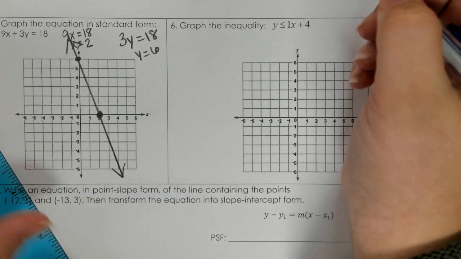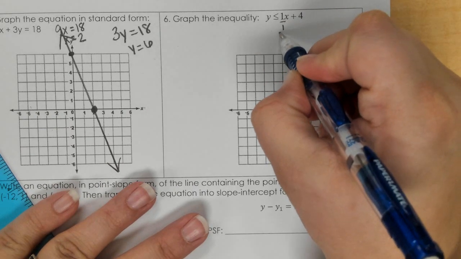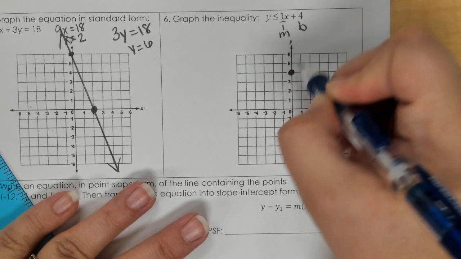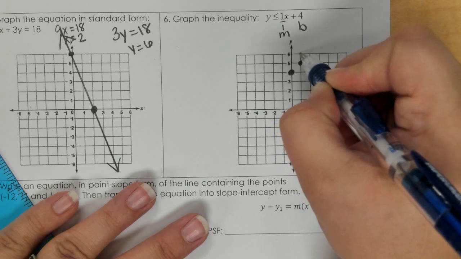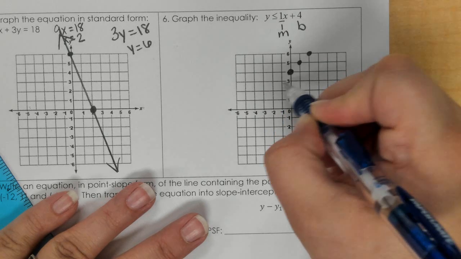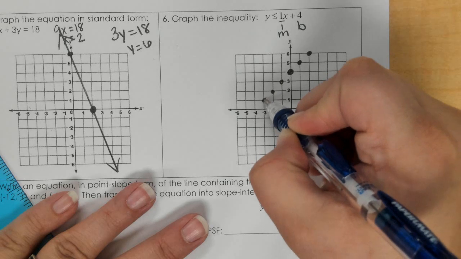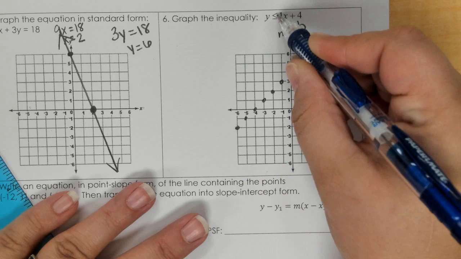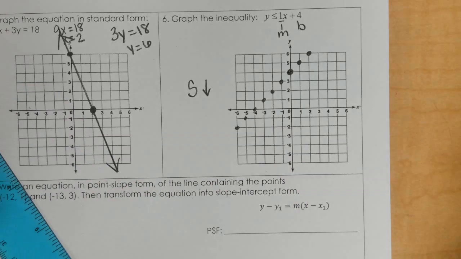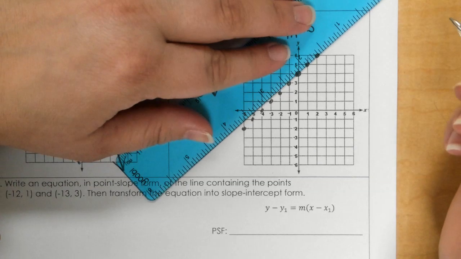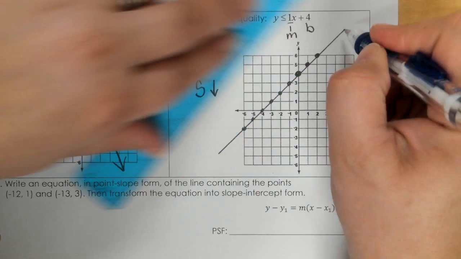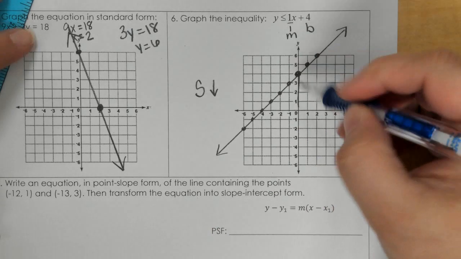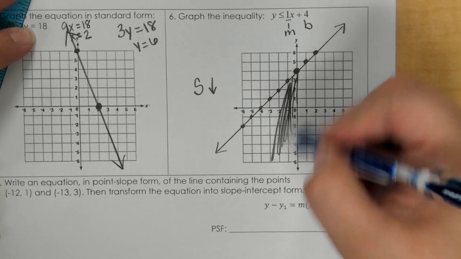In number 6, we have an inequality, which is in slope-intercept form. So I'm going to start with the 4 on the y-axis, and then my slope is going up 1, right 1, and then I also can go down 1, left 1. I see that my inequality is less than or equal to, which is a solid, and less than means shade down. So I draw a solid line, and I have to shade down, which is less or under, so I would shade this part of the graph.